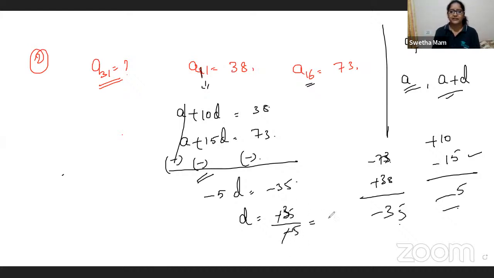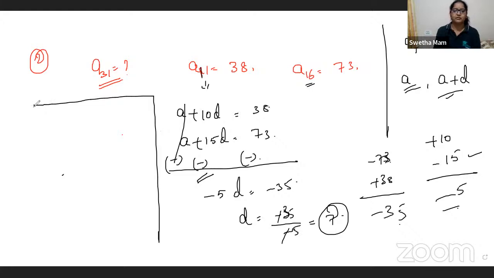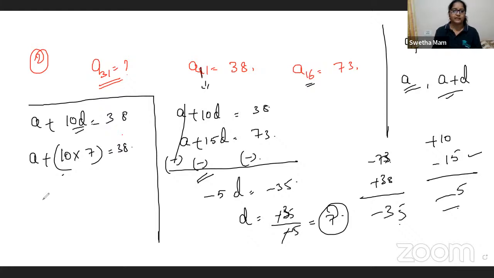So minus minus will cancel. 5 sevens, so the D value is 7. We got the D value right now. Just substitute this value in one of the equations. I will take the first equation, that is A plus 10D is equal to 38. So A plus 10 into 7 is equal to 38, since 10D means 10 into 7.